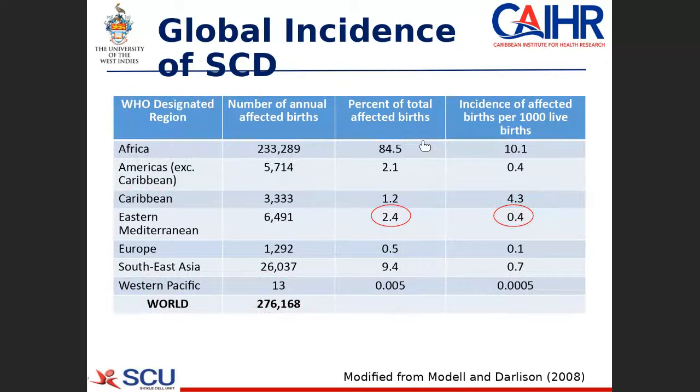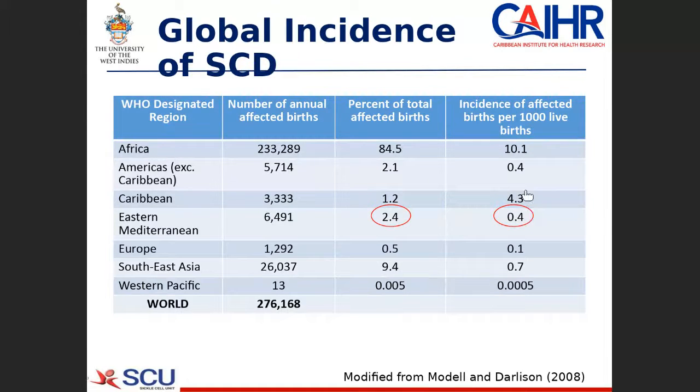If you look at the global incidence of sickle cell disease, and everything here is distorted because these red arrows, or the red circles, sorry, are supposed to be on the Caribbean. So Africa, we know, has the highest incidence, 10.1 babies per 1,000 live births. And what you will see is that the Caribbean has the second highest incidence of sickle cell disease worldwide.